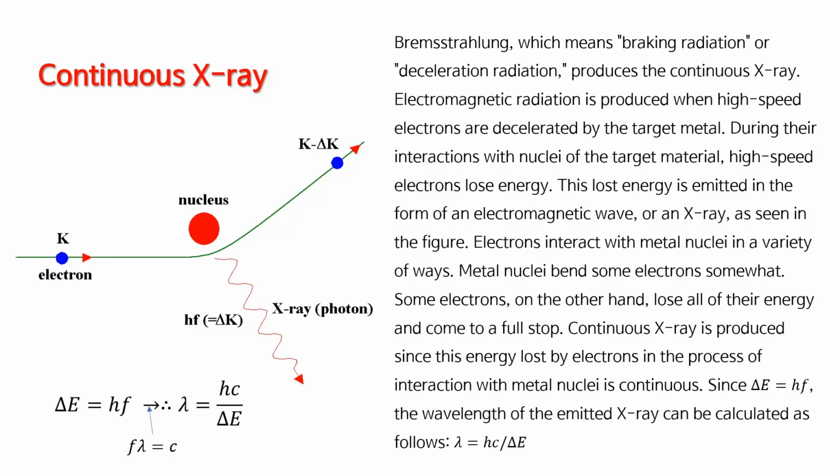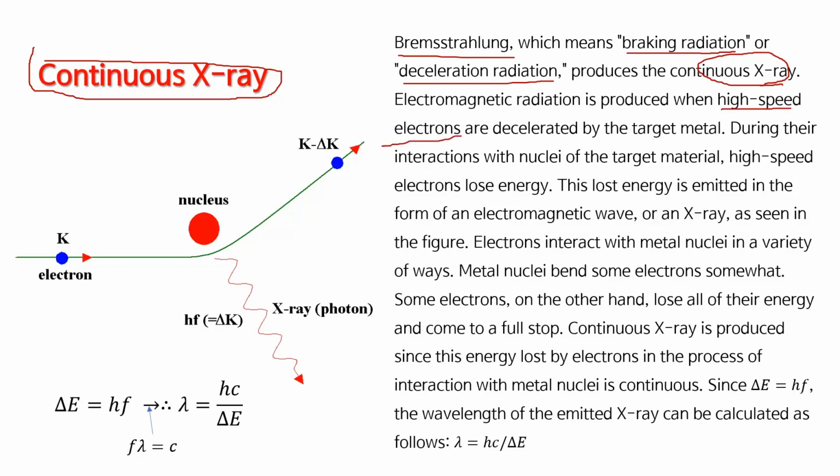Now let's see the mechanism of continuous X-ray. Bremsstrahlung, which means braking radiation or deceleration radiation, produces the continuous X-ray. Electromagnetic radiation is produced when high-speed electrons are decelerated by the target metal. During the interaction with nuclei of the target metal material, these high-speed electrons lose energy. This lost energy is emitted in the form of an electromagnetic wave, that is X-ray, as shown in the figure.